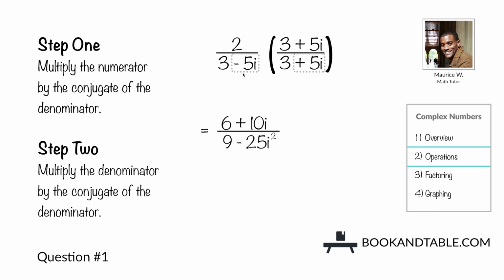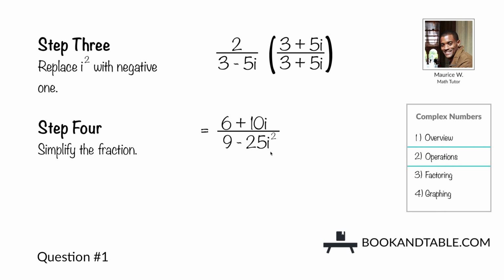And negative 5i times positive 5i is equal to negative 25i squared. So after the second step, you will want to replace this i squared with negative 1, giving you negative 25 times negative 1, which is positive 25. 9 plus 25 is 34. So we can simplify this fraction, 6 plus 10i over 34, by first breaking it up.